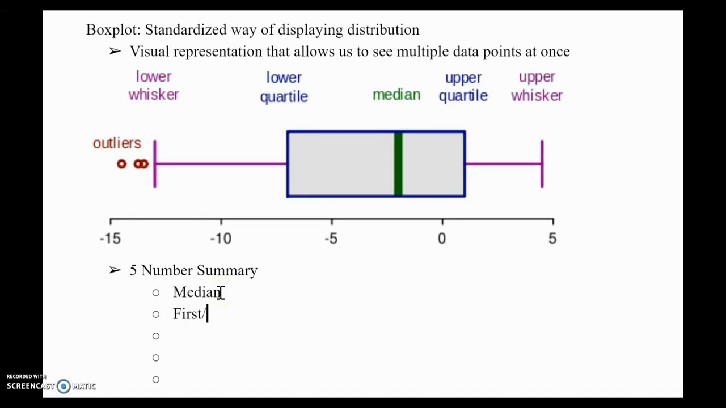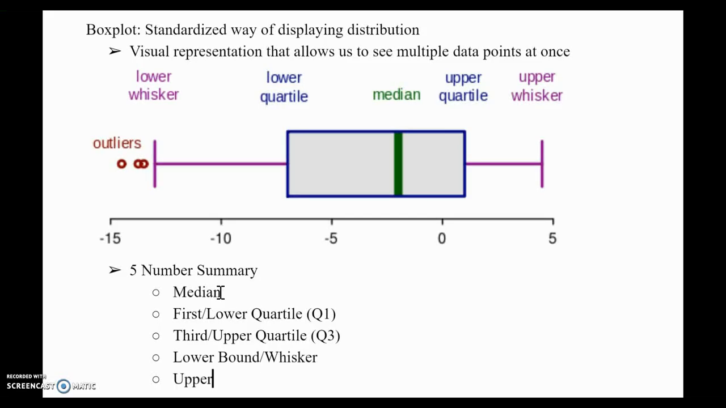The next one is first or lower quartile, generally represented with a capital Q and 1. The next one is third or upper quartile, represented with a capital Q and 3. Your lower bound or whisker, and finally your upper bound or whisker. So we will talk about all of these later except these two, which are fairly self-explanatory. Lower bound or lower whisker just means the lowest point of the data that is not an outlier. An outlier is something that is abnormal from the data.